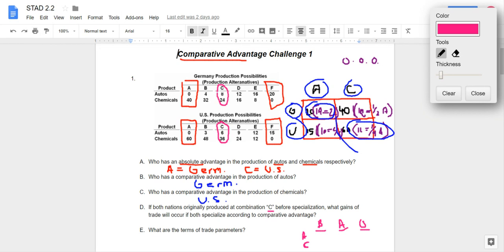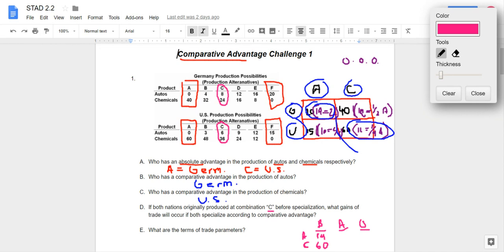So before, we're looking at point C for the before. Point C, autos. Germany produced 8. The United States produced 6. So we actually have 14 automobiles beforehand. And then before for chemicals, Germany produced 24. The United States produced 36. So that is 60. We had 60 chemicals.